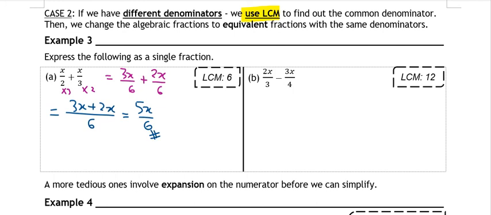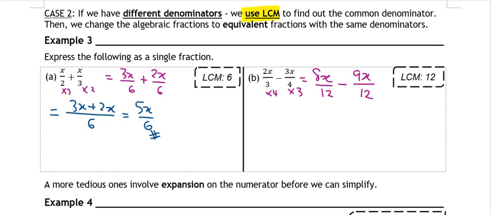Right, so let's have a look at the next one. The next one is 2x over 3 minus 3x over 4. So here I have given the LCM 12. So here 3 times 4, and then for this one 4 times 3. So this one will be expressed as 2x times 4 is 8x over 12, and then minus 3 times 3, 3x times 3 will be 9x, everything over 12.